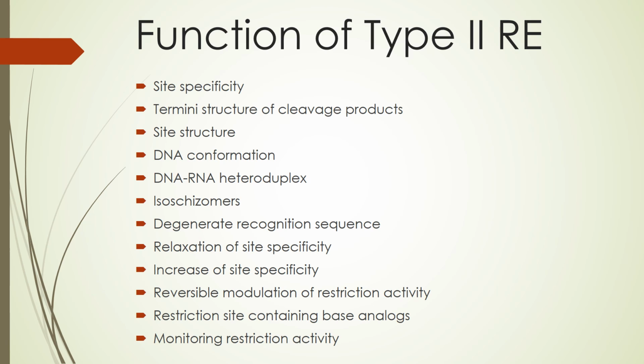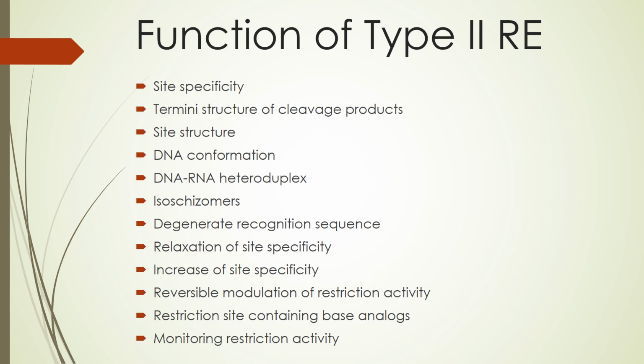Now the reversible modulation of restriction enzymes. The site specificity of restriction enzymes can be reversibly modulated by DNA binding ligands, DNA binding proteins, or triplex forming oligonucleotides. Next is the restriction site containing base analogs. Reversible site modifications, such as both base modification and substitution, can seriously affect the action of certain restriction enzymes.